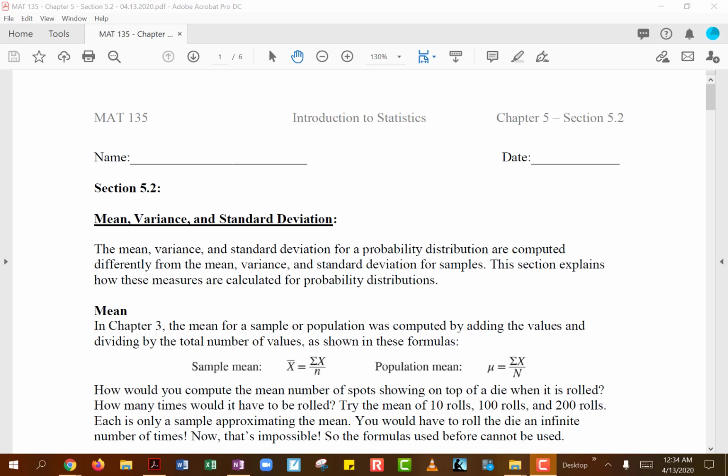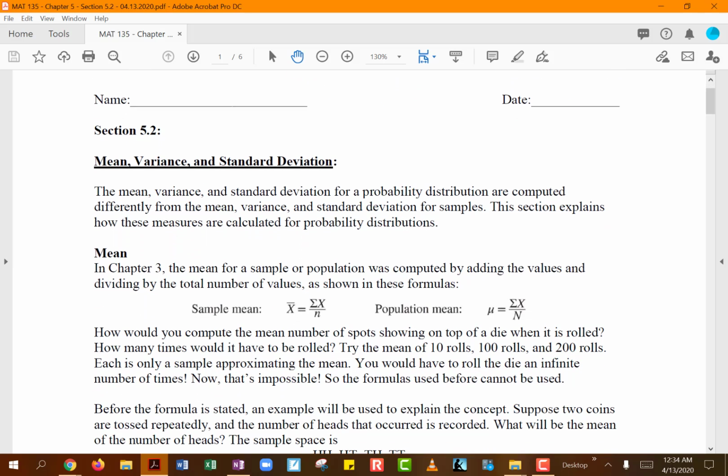Hi guys, so we're looking at section 5.2 today, and this is where we will discuss how to calculate the mean, variance, and standard deviation for a probability distribution, okay? So the idea is, of course, since we're looking at a probability distribution, our calculations for mean, variance, and standard deviation are going to be very different from if you were just calculating for samples, right?